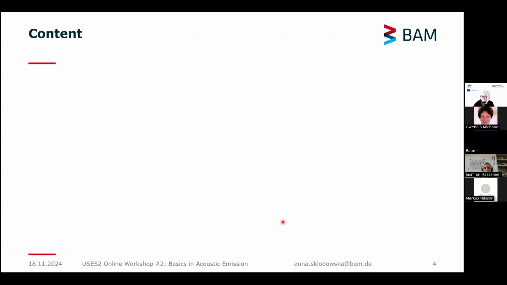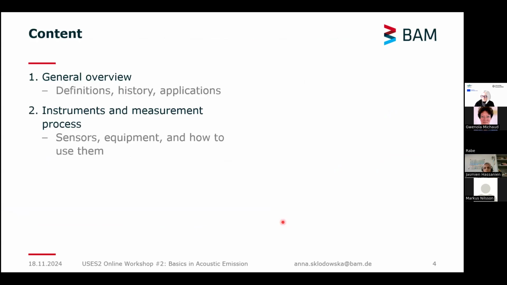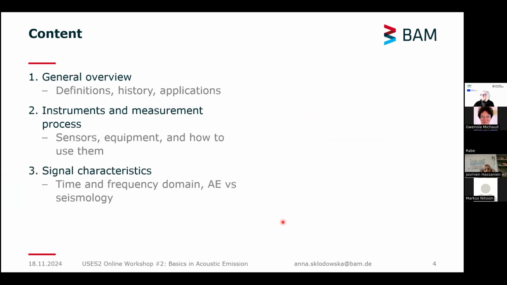Coming to the content of this presentation, I'll go through what we're going to do. I'm going to start with a general overview of the acoustic emission method. I will give you some definitions, a brief history, and some examples of applications. Then I'm going to go to the instruments and measurement process. I will talk a little bit about the sensors, the equipment that we use during the measurements, and how we actually use them. Then we're going to go through the signal characteristics, both in the time and frequency domain.